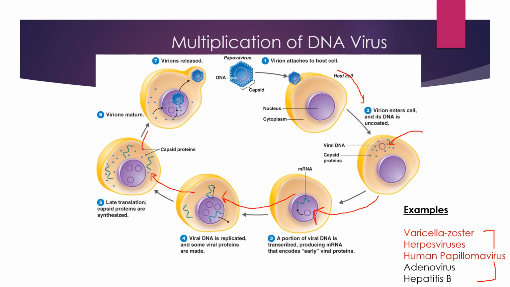Some of those proteins may be transported back into the nucleus where they'll bind to the viral DNA, and then that DNA protein complex gets transported back to the cytoplasm for assembly of the virus. For some of your DNA viruses, assembly may actually happen inside the nucleus. Viral release happens when the virus either buds away from the cell or when it ruptures the cell.